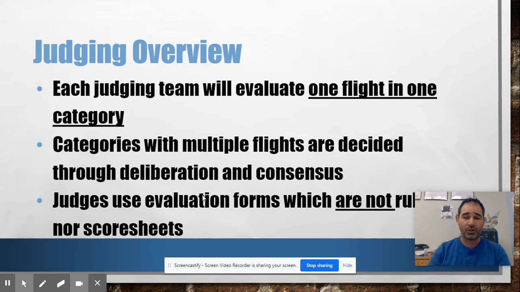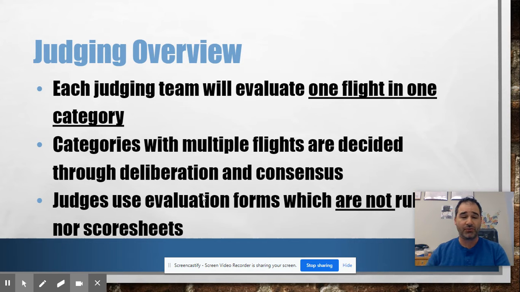And in categories with multiple flights, we're going to decide through deliberation and consensus. So you might be assigned one flight of, say, 12 or 14 projects. There might be 3 or 4 other groups looking at 3 or 4 other groups of projects, and you're going to come together and you're going to decide which projects should advance.